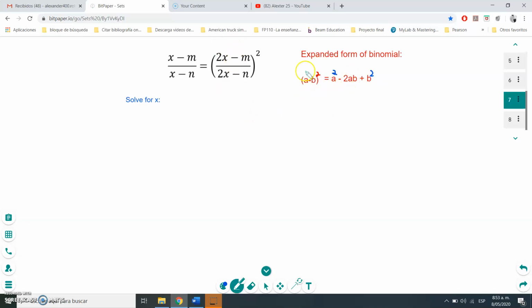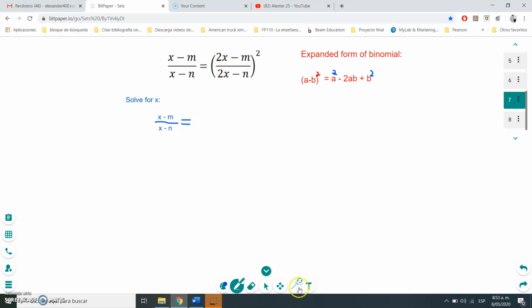We're going to use this property in this parenthesis because this binomial is raised to the power of 2, so we have to solve this. We are going to expand these binomials first. So let's start. We can leave this fraction as it is, it doesn't change, so it will be x minus m over x minus n. And we have the equal sign.